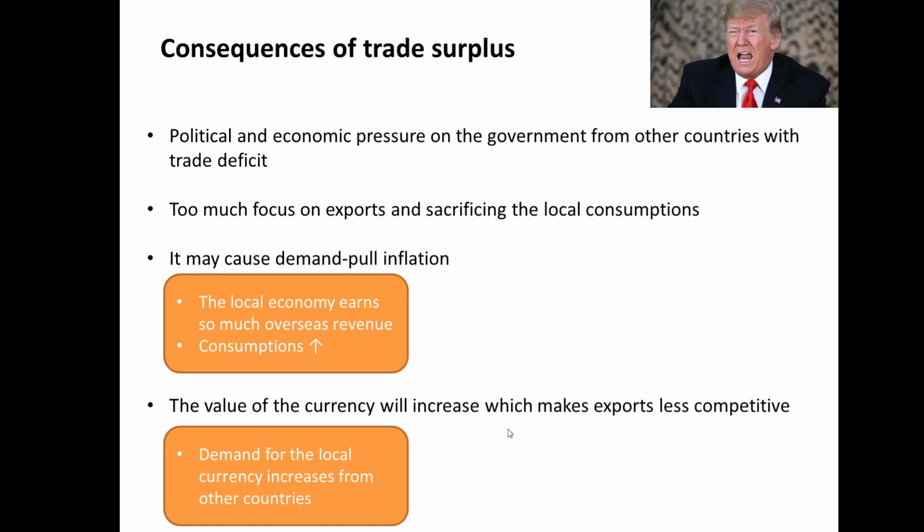So at the end, when you have a huge appreciation, other countries don't want to buy your products anymore, because they're too expensive. So that's why, if you have trade surplus, it might not be good. It might not be good when it comes to the exporting industry. So now we have learned about both scenarios, the consequences of trade surplus and also the consequences of trade deficit.